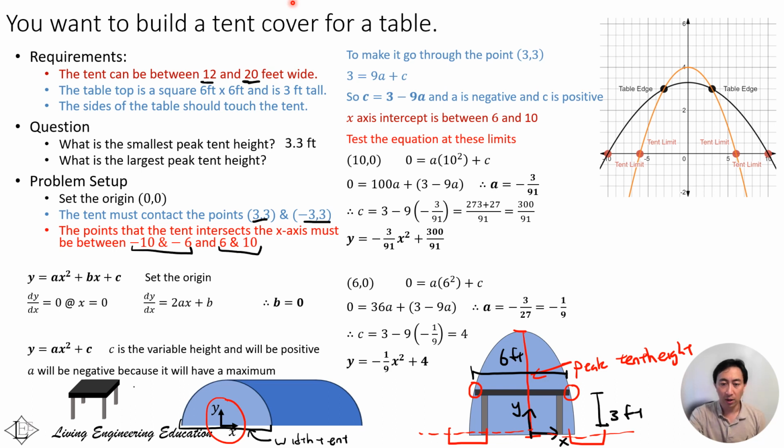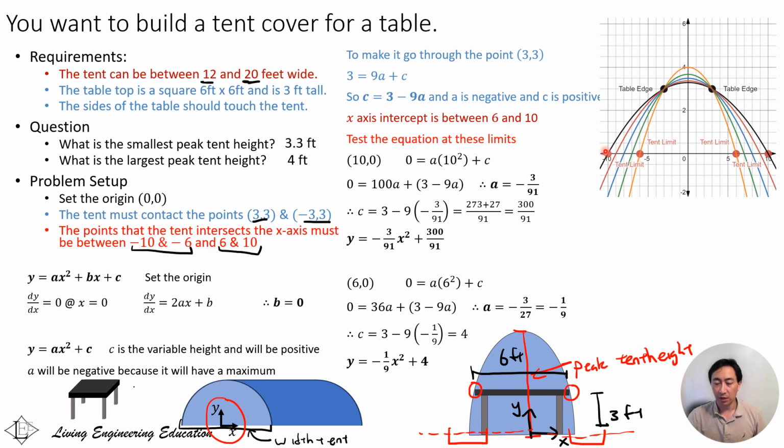All right, so now we have our smallest peak tent height. That's once we contact our max width of the tent, the plus or minus 10, or the 20 feet wide case, and that came out to be 3.3 feet, right? That's the 300 over 91 term here, the c term here. The largest peak tent height would then be this one right here, right? 4 feet. And that's the case where we intersect the x-axis at negative 6 and positive 6, right? So this case is the 12-foot wide tent.